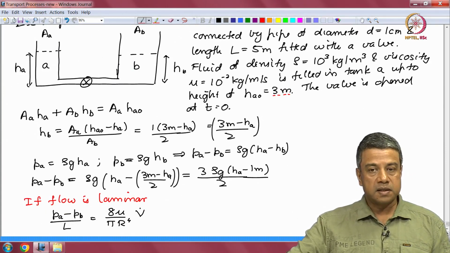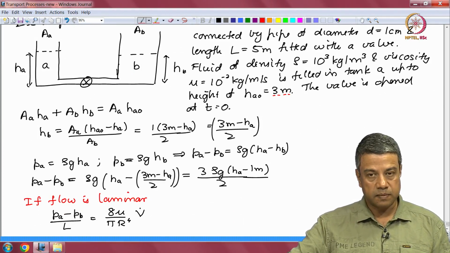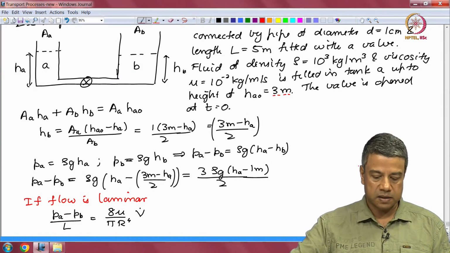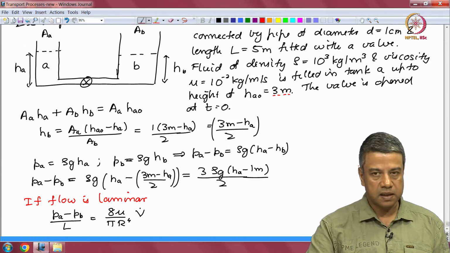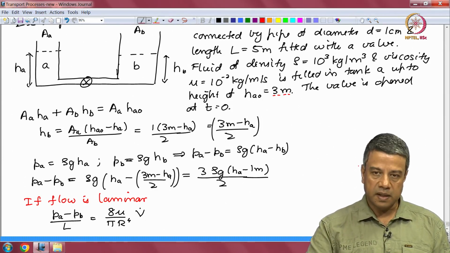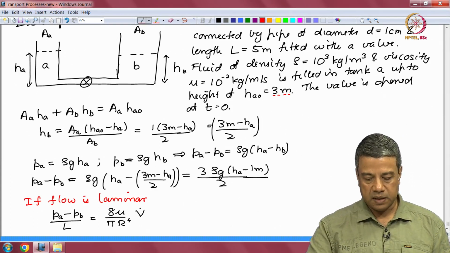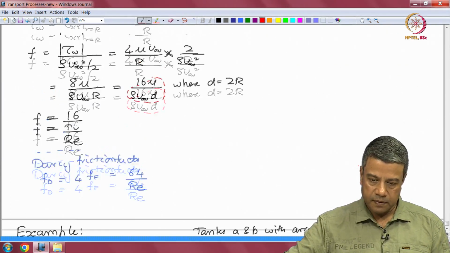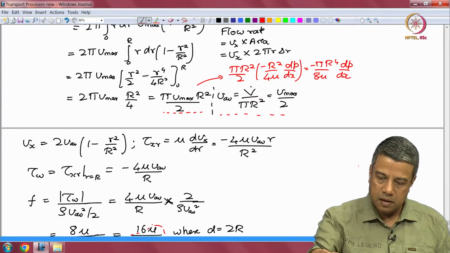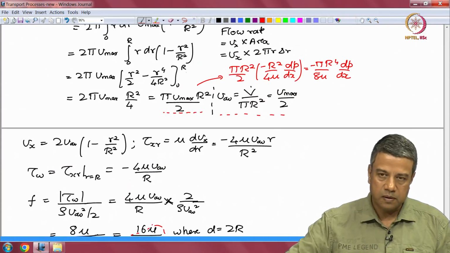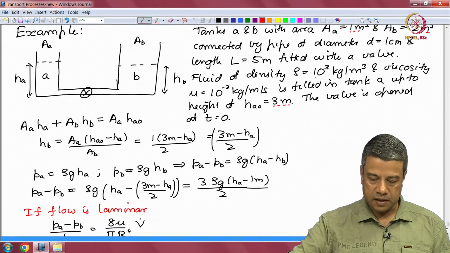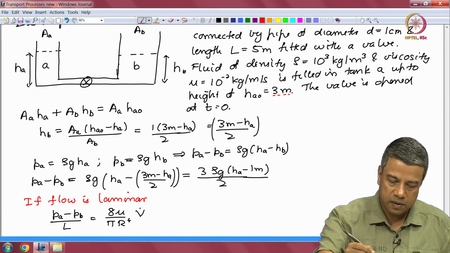And minus dp by dx is inlet minus outlet. So, if inlet is at A and outlet is at B, minus dp by dx is Pa minus Pb by L, and that is equal to pi r power 4 by 8 mu into dp by dx. So, therefore, I get this expression, 8 mu by pi r power 4.